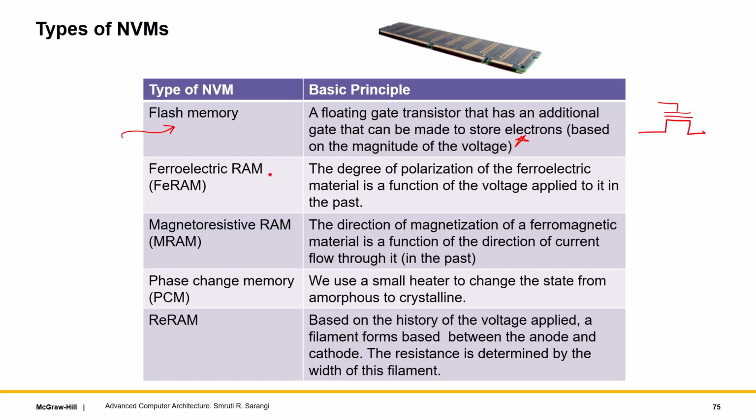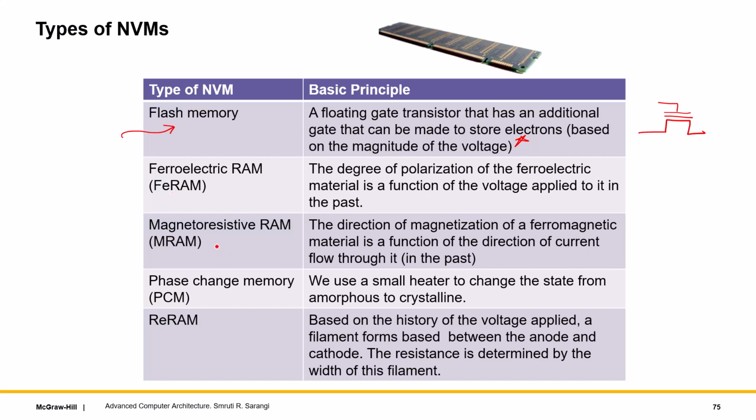Then we have ferroelectric RAM, where we use a ferroelectric material with a degree of polarization. That is a function of the voltage that you have applied in the past. Not necessarily now, but based on the voltages that you have applied, you can change the electrical polarization. Because of that, you would again have a high and low resistance state, and you can store a bit. Essentially you have two states, so two states means that it is one bit.